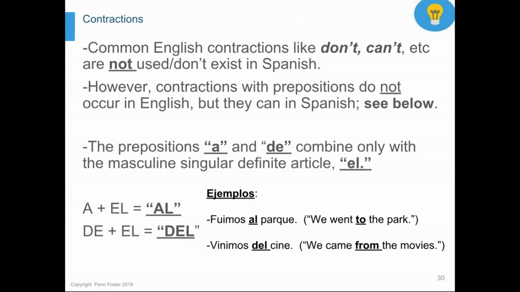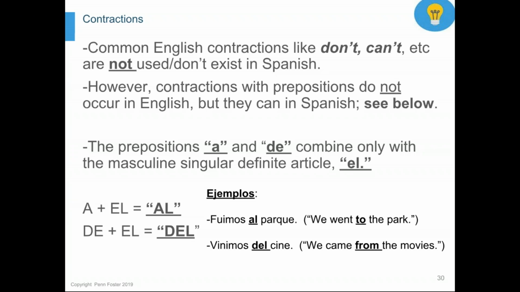And then the only other contraction in Spanish would be the combination of the words de and el, which form del. In each of these two contractions, one of the E's has been removed, leaving only one E. You can see that in use in that second example. Vinimos del cine. We just came from the movies, or from the theater. Del meaning from the.